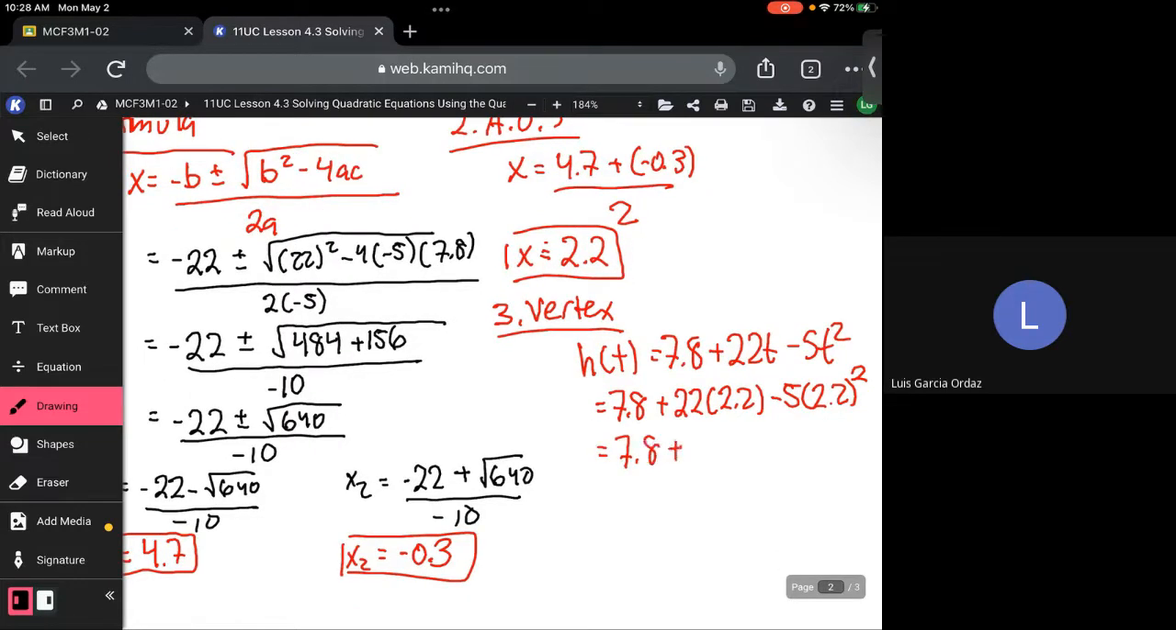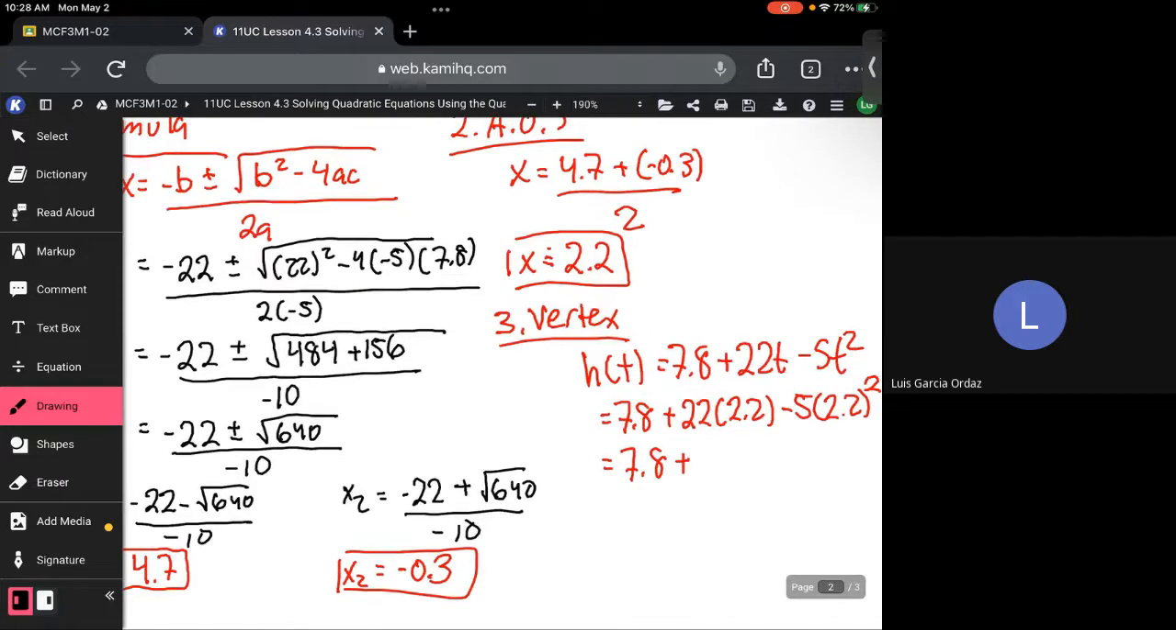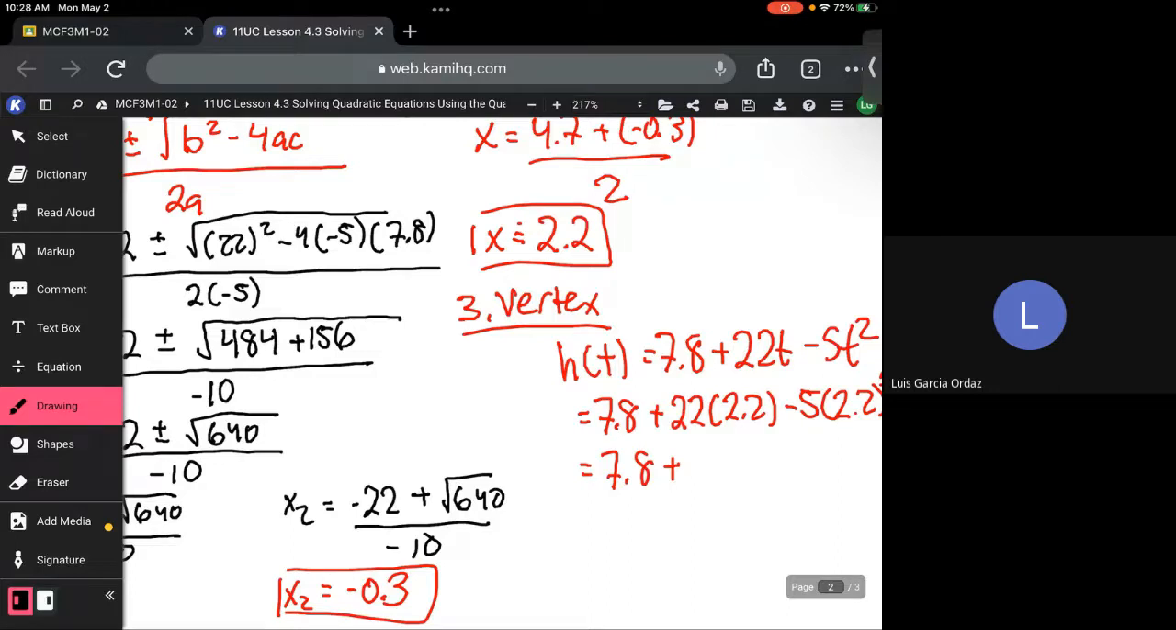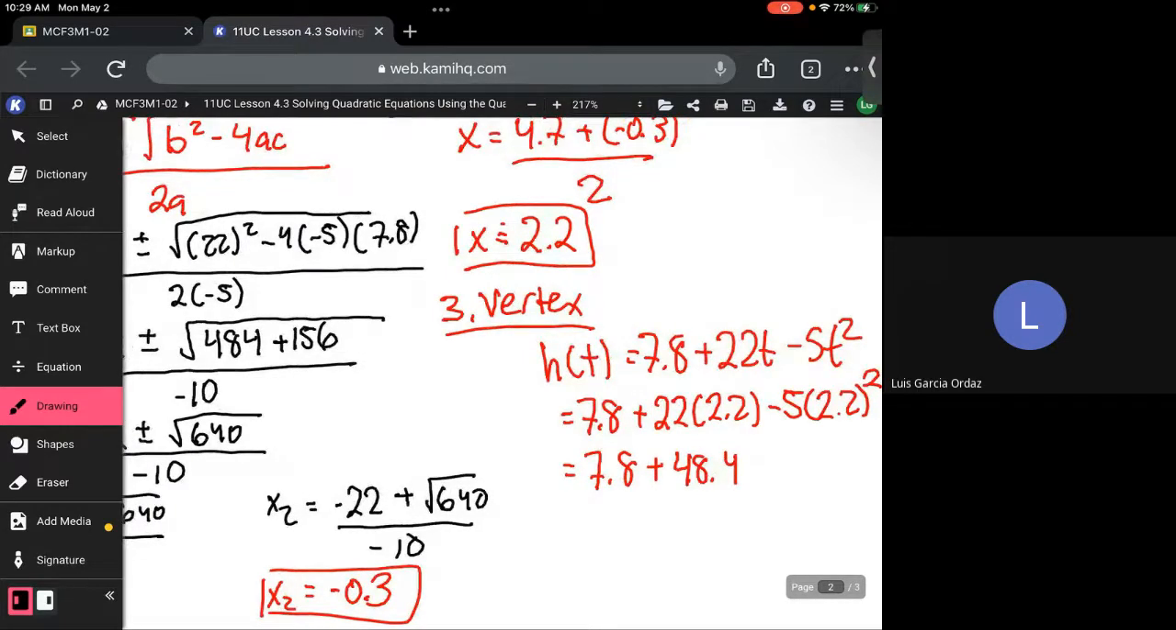So can someone tell me what 22 times 2.2 is? 48.4. Okay. And what's minus 5 times 2.2 to the power of 2? Remember, you have to do 2.2 to the power of 2 and then multiply by negative 5. -24.2. Yep.